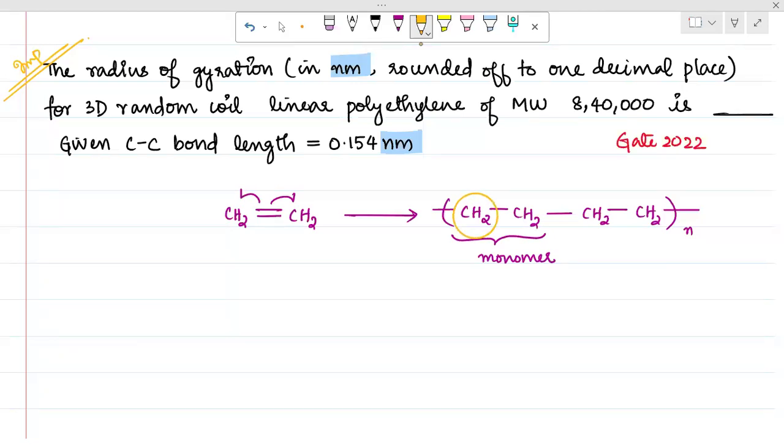So I tried the question by taking CH2 as the monomer. We are not getting the answer. So we need to take CH2 as a single fragment, and that is taken as the monomer. So I'll tell you how the question is being done.